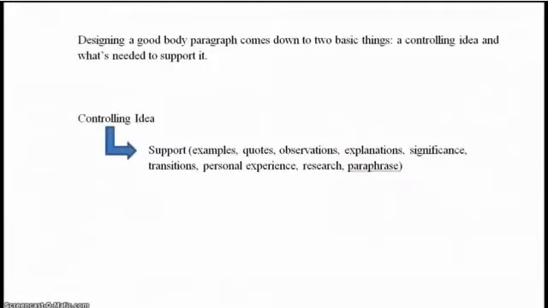So the basic idea of good body paragraph design comes down to 2 basic things: the clarity of your controlling idea and the support that that idea demands for it to work. So you'll probably have a mess of this stuff. Lots of examples, quotes, paraphrases, research, etc. If you have all this, all you need is to define the controlling idea. Sometimes we start with this. We know what this paragraph needs to say, so then we need these things.